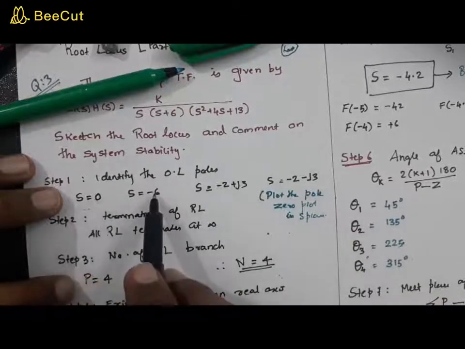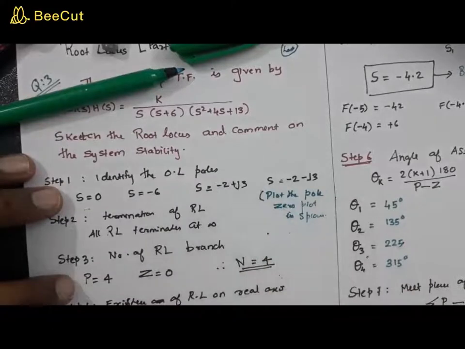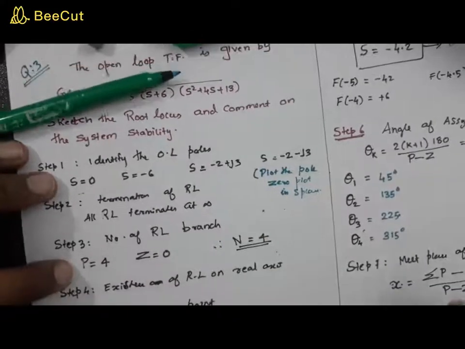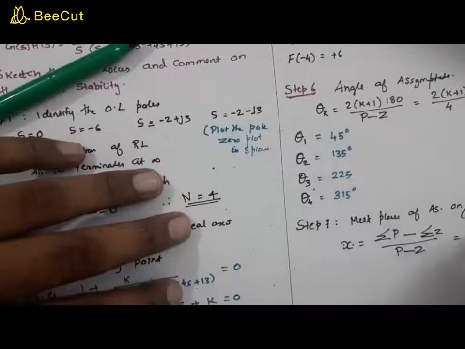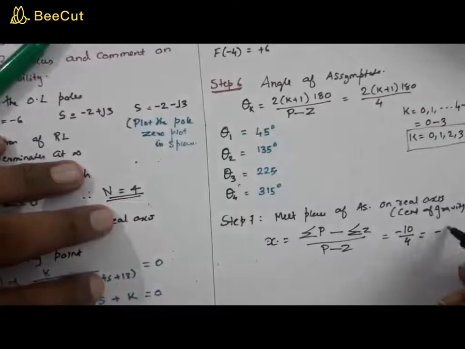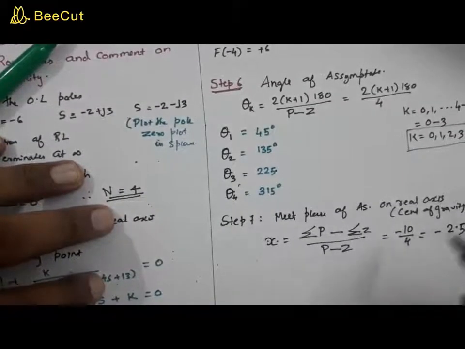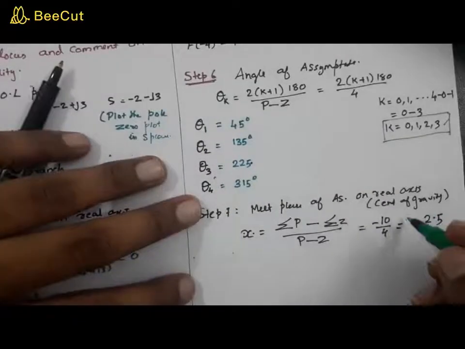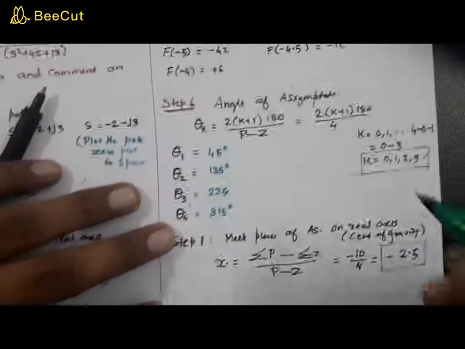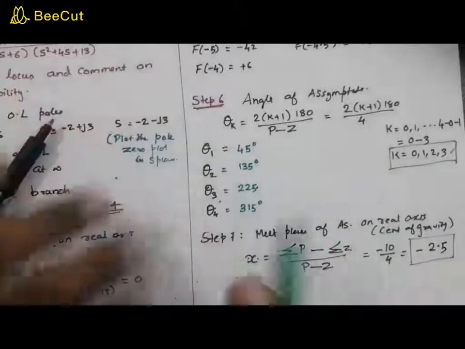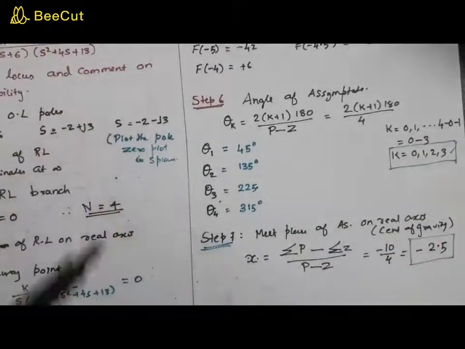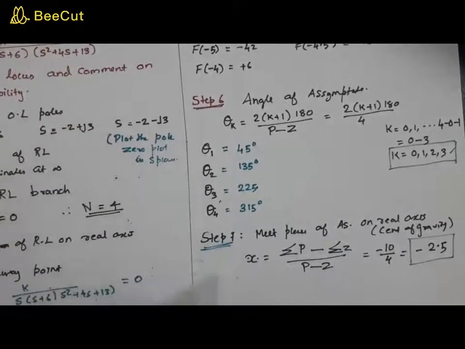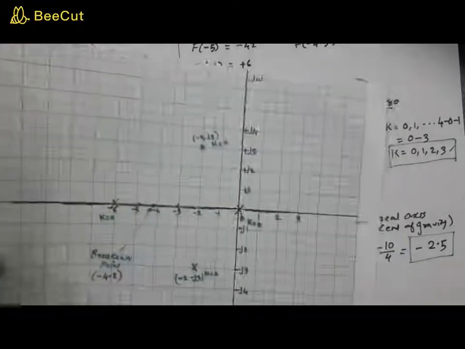So it is 0 minus 6 minus 2 minus 2. So this will be equal to minus 10, right? So this will be minus 10 divided by 4, or this is equal to minus 2.5. So this is it. The intersection point of the asymptote is minus 2.5, and these are the angles. Using these two steps, you can draw this asymptote.